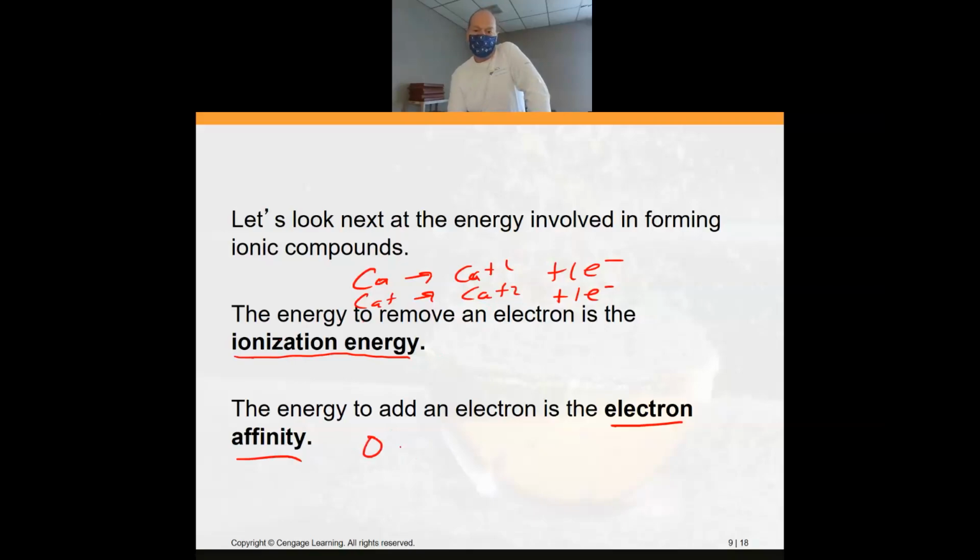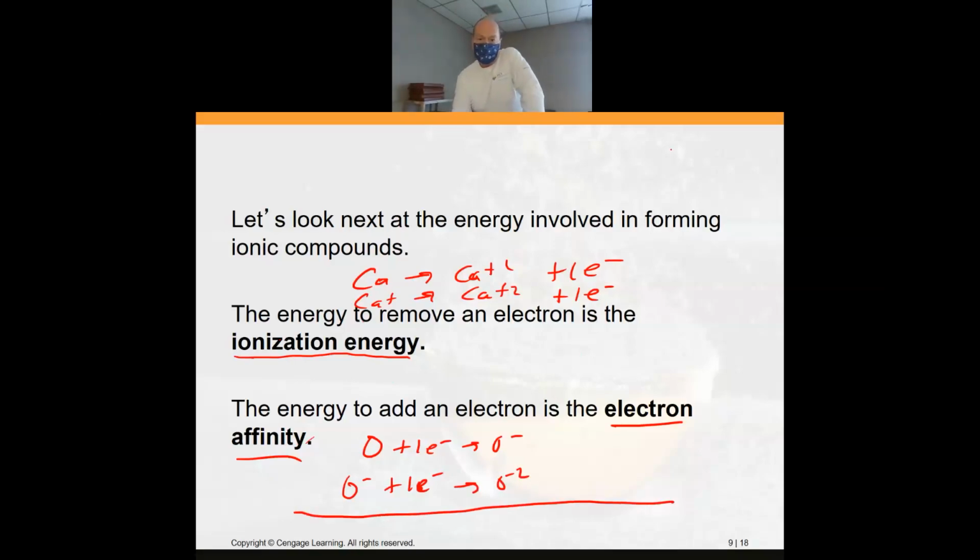With the oxygen, we're gaining 1 electron to make it O-, and then our O- is going to gain another electron, and then we get an O-2. So we're doing an ionization energy, and we're doing an electron affinity. When you add all 4 of these reactions up, the electrons cancel. The O- cancels. Your calcium +1s cancel, and you end up with the same reaction we had before.